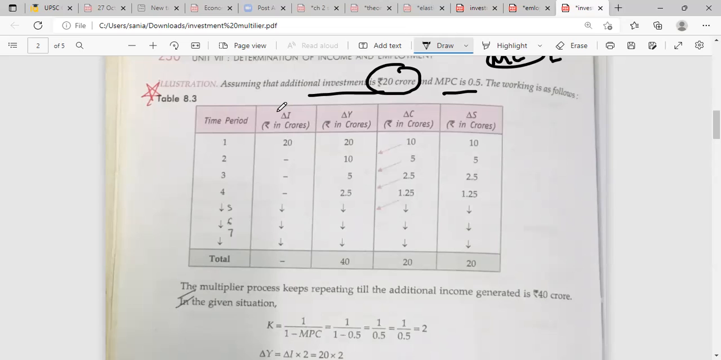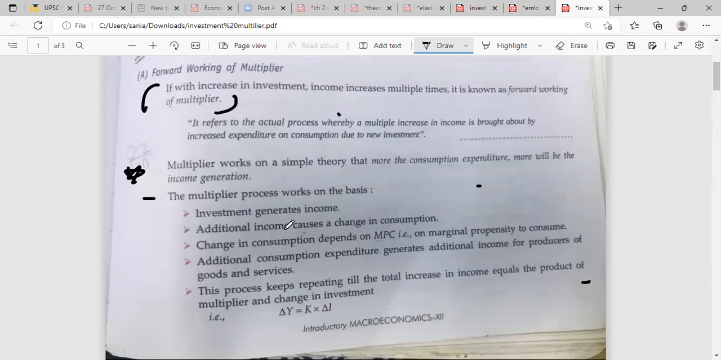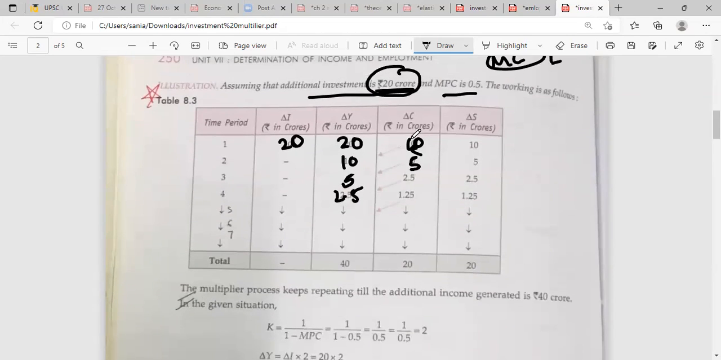Change in income is 20, and of course the change in investment will remain the same, 20. Then income is 10, which is basically reducing, and consumption is 10, 5, 2.5. What I told you: the more the consumption expenditure, the more will be the income generation. Here consumption is decreasing, so less will be the income, right? Clear?